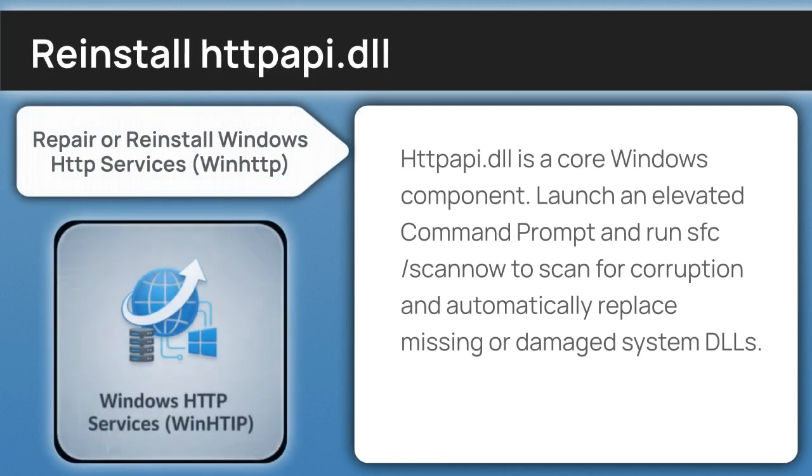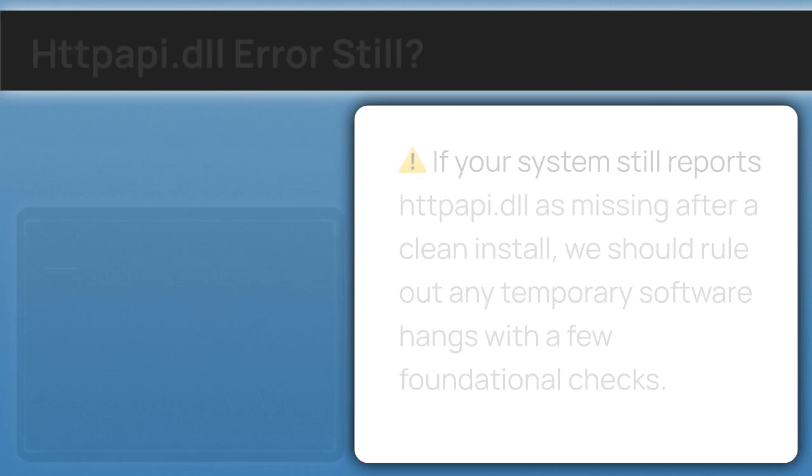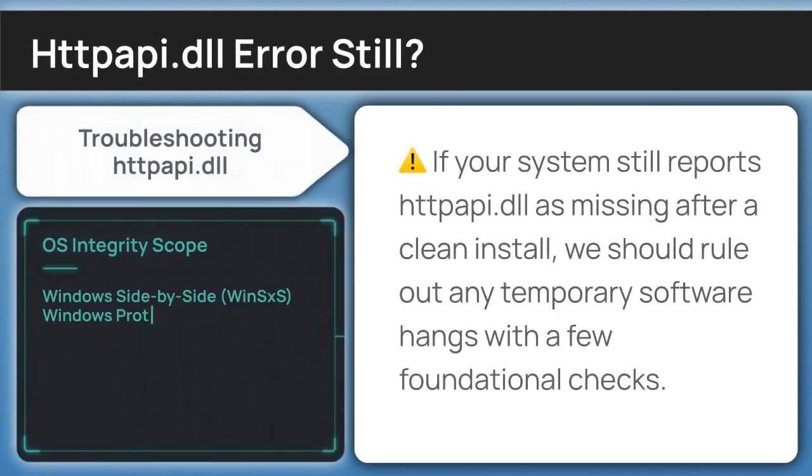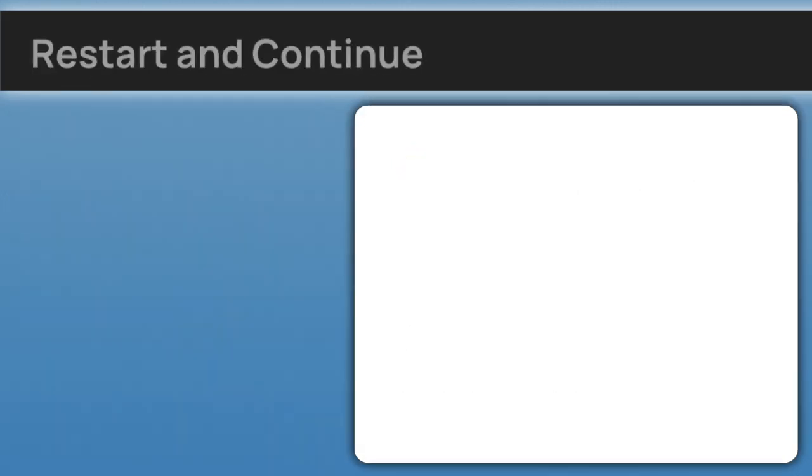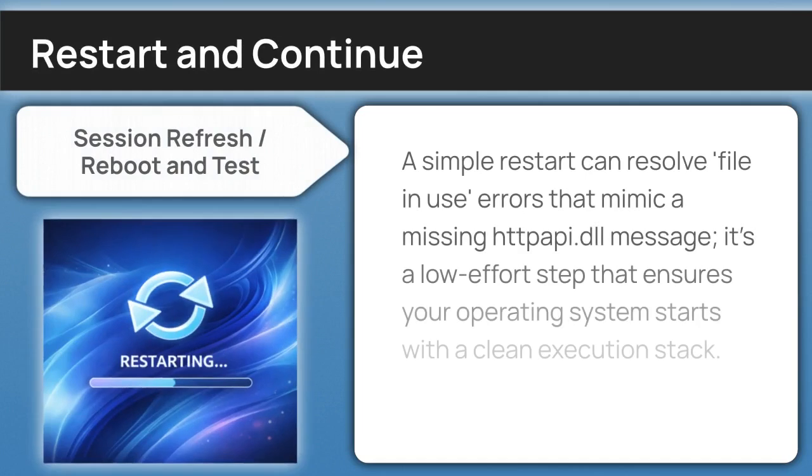Launch an elevated command prompt and run sfc /scannow to scan for corruption and automatically replace missing or damaged system DLLs. When the primary installation path fails, a more surgical approach to checking your system's environmental variables is required. A full system restart ensures that no background processes are currently locking the HTTP API library file. A fresh boot allows Windows to reinitialize its library map from a clean state.